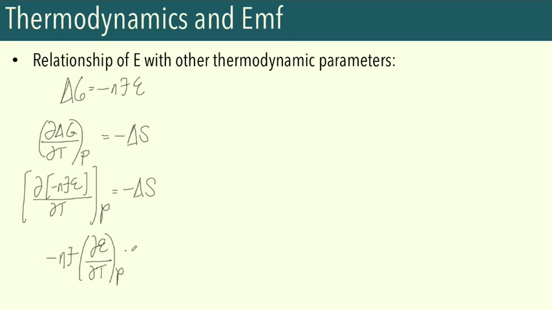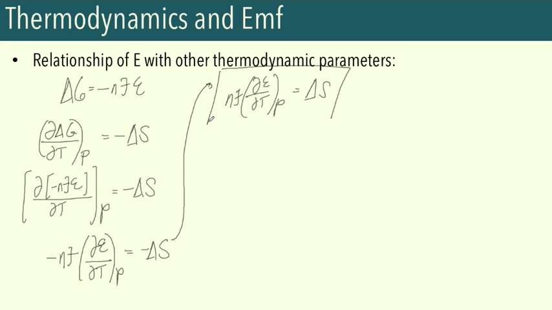Okay, so we have negative signs on both sides of the equation. So this ultimately simplifies to nF partial of E with respect to T at constant P, which is equal to delta S. This gives us the relationship of entropy change for our system with our potential. This derivative tells us the variation of our potential with temperature, so this is known as our temperature coefficient. It is expected to have the units of volts per temperature.